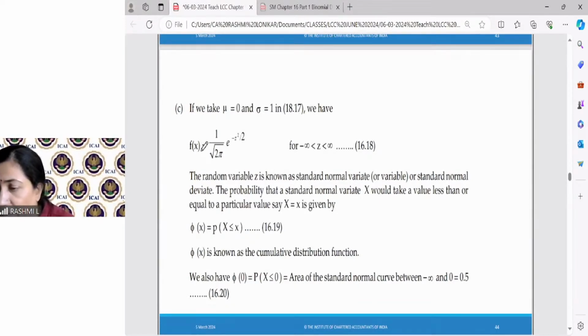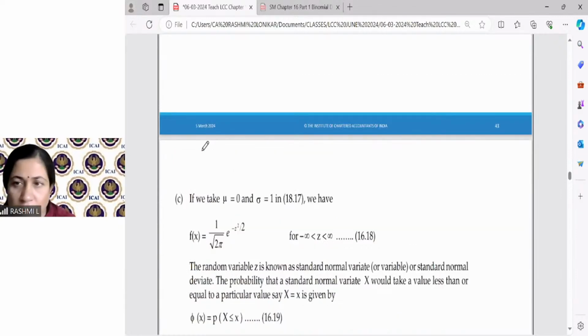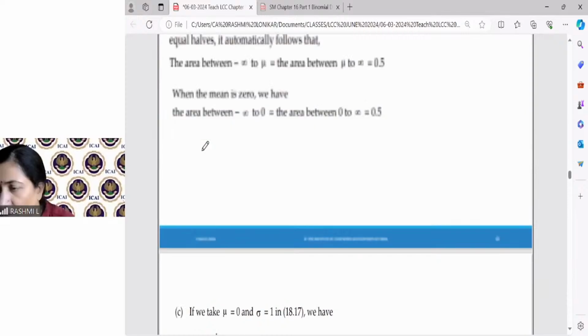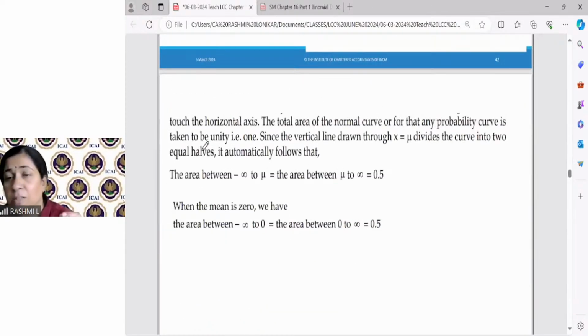So now, this was the general formula that we have. Now we are going to take into consideration the standard normal variate. Okay, now see, the area between minus infinity to mu and the area between mu to infinity is 0.5. And the area between minus infinity to 0 is 0.5. वही जो अभी हमने बताया.